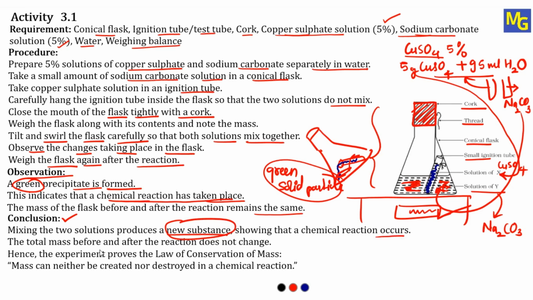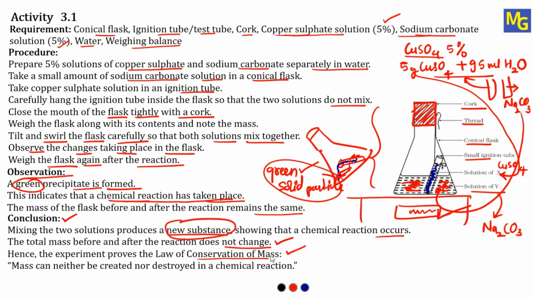The total mass before and after the reaction does not change. The mass which we measured before the reaction, before mixing, and the mass which we measured after mixing, once the green solid particle is formed, is the same. It is not changing. Hence, the experiment proves the law of conservation of mass. Because the mass is the same, the mass of the reactants is exactly equal to the mass of the products. And that's why it proves our law, which is called the law of conservation of mass.